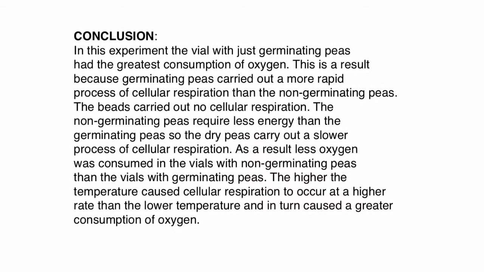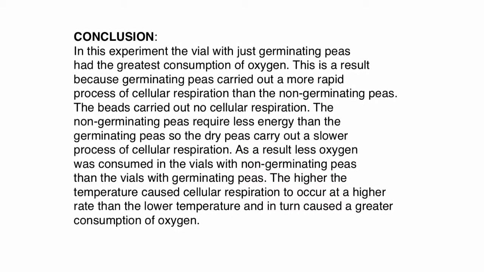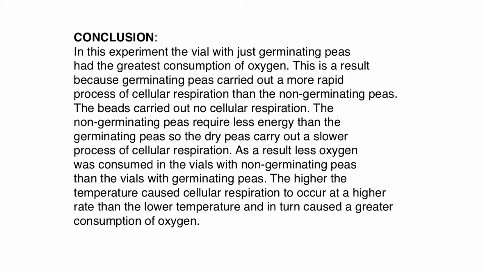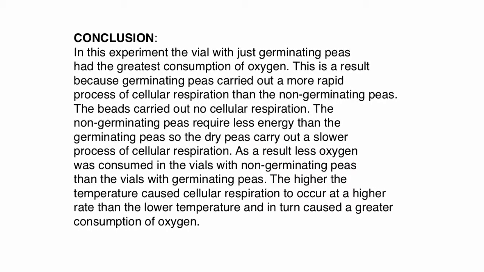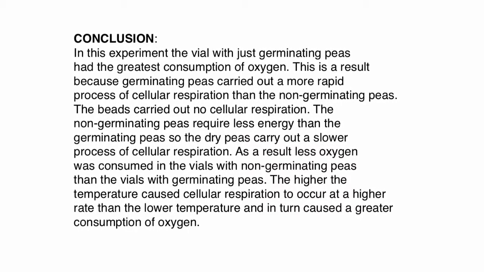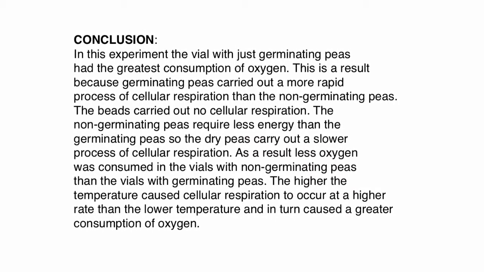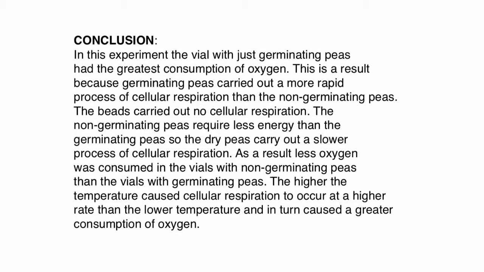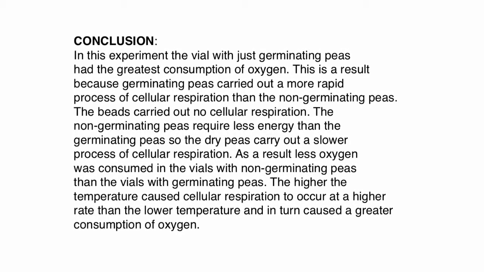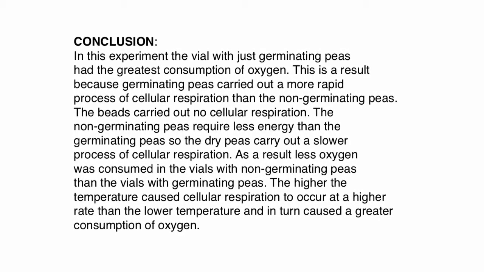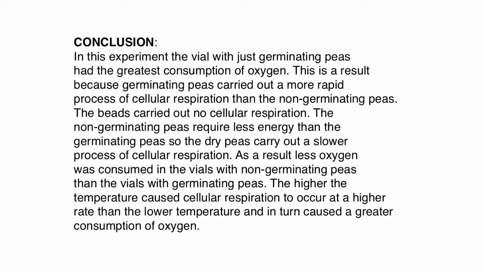The non-germinating peas require less energy than the germinating peas, so the dry peas carry out a slower process of cellular respiration. As a result, less oxygen was consumed in the vials with non-germinating peas than the vials with germinating peas. The higher temperature caused cellular respiration to occur at a higher rate than the lower temperature, and in turn caused a greater consumption of oxygen.